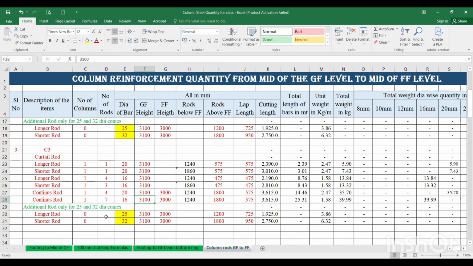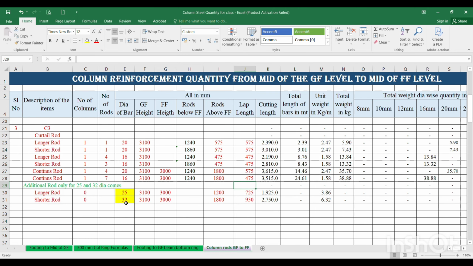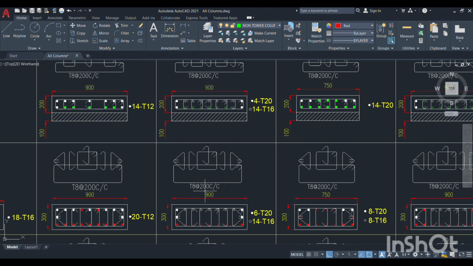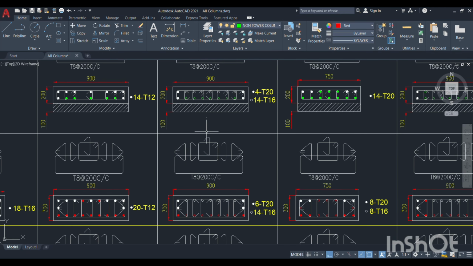Ground floor height is required, first floor height is required, same rod below first floor calculated, rod above first floor calculated, and lap length as per the 16 dia. Lap length as per 16 dia is 475. Then continuous rod of 16 mm also completed. Any other rods are there over here? No. Then here some additional rods are there. These additional rods are 16 mm. So no need to bother about 16 mm to take at this level.